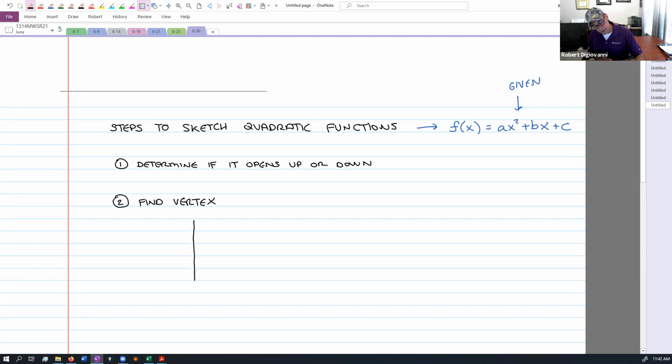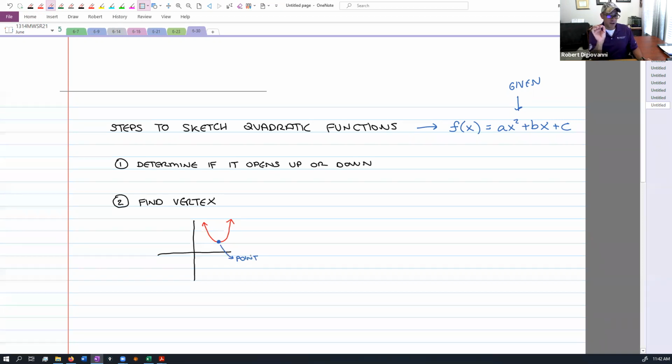Remember that if you have a parabola, that vertex is the lowest point if it opens up. If the parabola opens down, it's the highest point, right? That's an important thing that we'll need later. Parabolas that open up, the vertex is the lowest point on the graph. Parabolas that open down, it's the highest. So no matter how I draw this, this vertex is a point. Do you all agree that that's a point that I need to find?